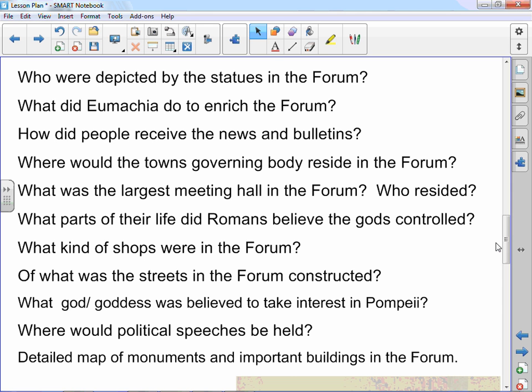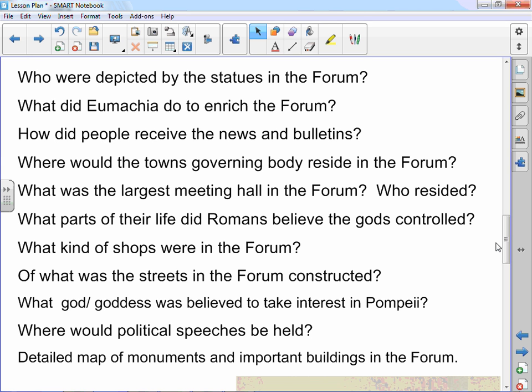These messages would include anything from asking a public official to stop an act or stop a crime to when a party was going to happen. Where would the town's government body reside in the forum? Your answer is, and I'm not going to tell you. What was the largest meeting hall in the forum and who resided in it? Your answer is, and I'm not going to tell you.